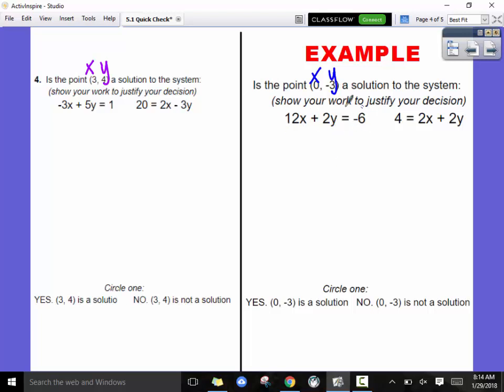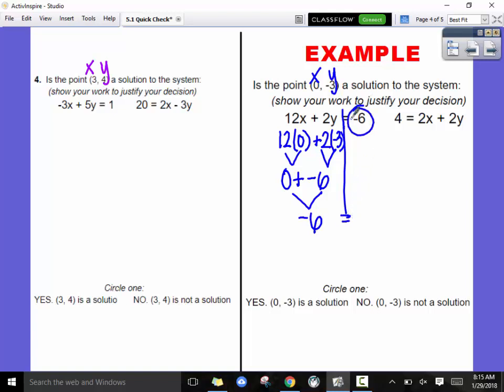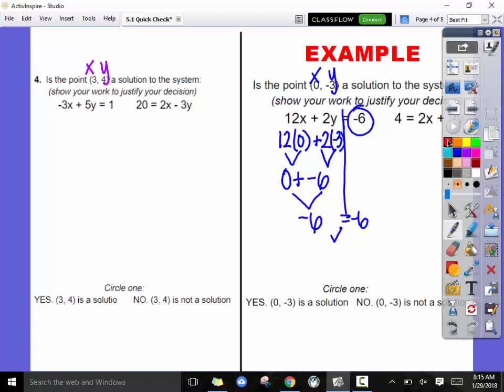So this first equation is saying, if I take 12 times whatever x is, plus 2 times whatever y is, does it equal -6? So I'm going to try here. Well, 12 times x, which was 0, 12 times 0, plus 2 times whatever y was, -3. We'll see if that equals -6. 12 times 0 is 0, plus 2 times -3 is -6. 0 plus -6 equals -6. Is that what it was supposed to equal? Yes. So it worked for the first equation. The point 0, -3 was a solution.